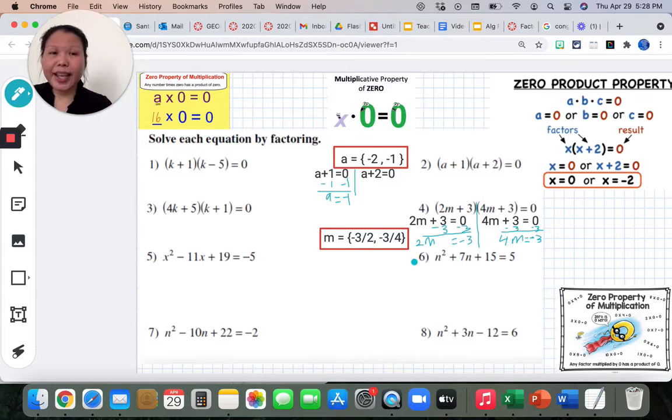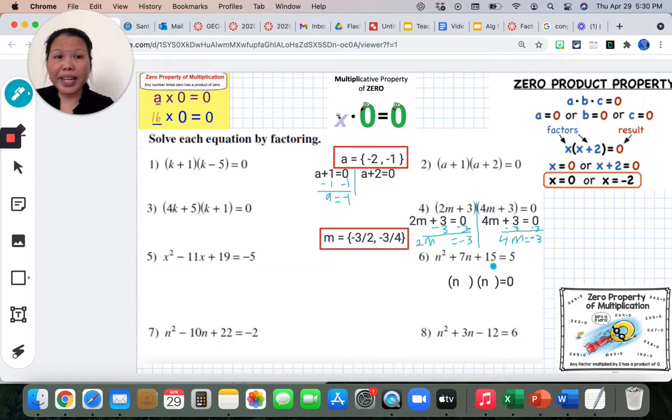Number 6, and we are asked to solve this one. We don't have it in factor form like the previous two. What we will do then is we will have to factor this one. Check out the previous lesson, factor trinomials, for all the possible methods you can use to factor. For number 6, we have two factors and it is not in standard form.